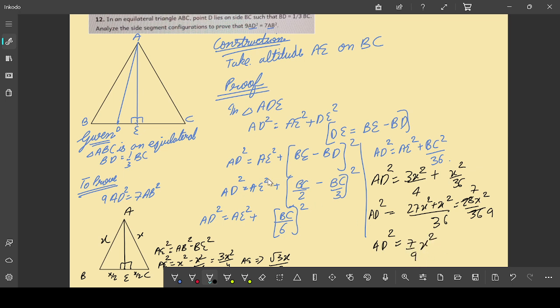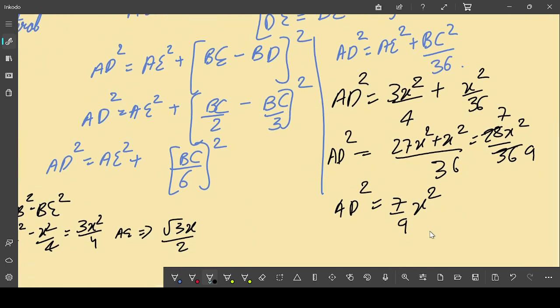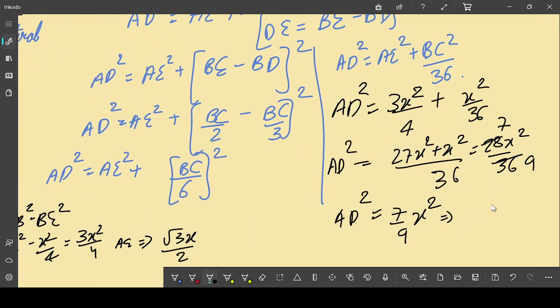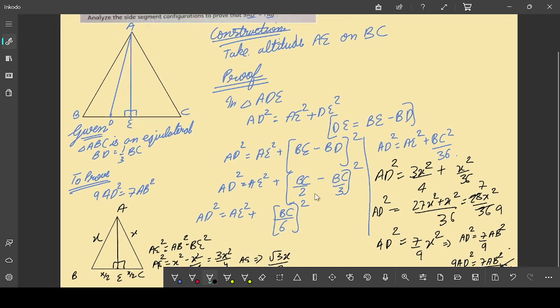And what is x square? Can I write x square as AB square? Because that is also the side. AB I took as x only, right? So this gives me AD square is equal to 7 by 9 AB square. Now cross multiply, I will get 9 AD square is equal to 7 times AB square, right? Okay, so that will be all. Thank you.